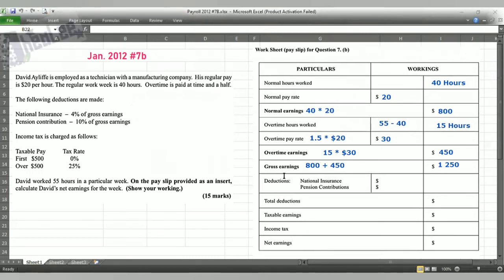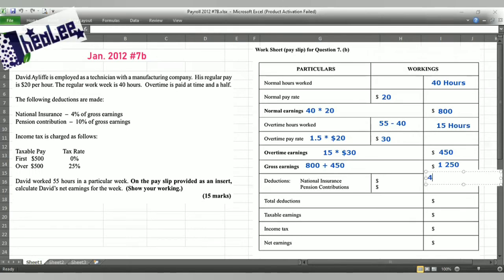Okay, now we're looking at deductions, and the thing about payroll is that it gives you instructions. 5% of that will go to whatever, 2% of whatever goes to wherever. So it's giving you instructions. All you have to do is carry out that instruction. So here we go with the deductions. We have national insurance, and it is 4% of gross earnings. And remember, you're asked to show your workings.